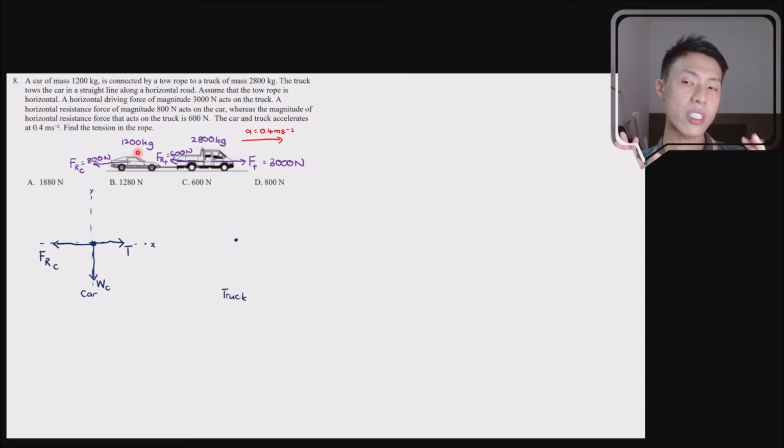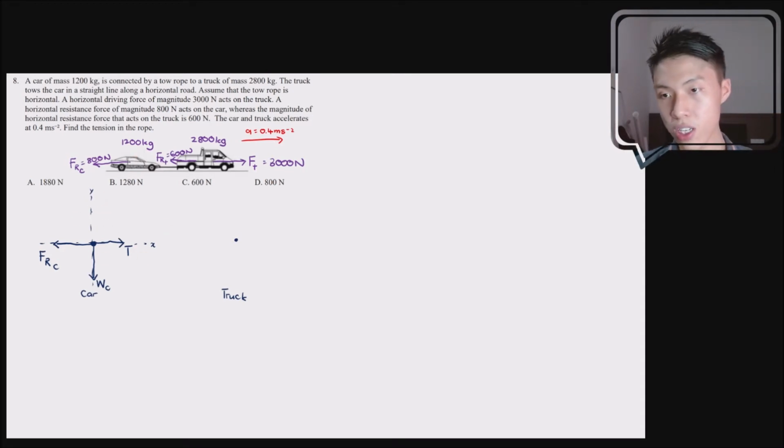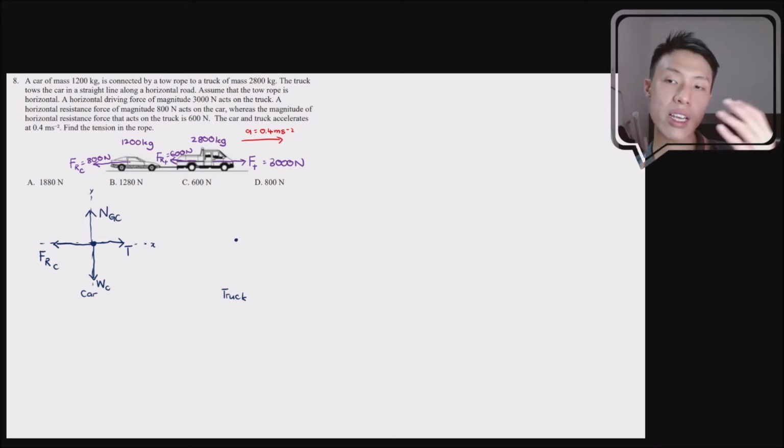So the floor is acting on the car. The floor is pushing the car. So if the floor wants to push the car, it should be pushing upward, because downward will be pulling on the car already. So the floor is pushing on the car, so it must be pointing upward. So we will call this a normal force acting by the ground on the car, by G, on car, C. Okay, so that's the fourth question.